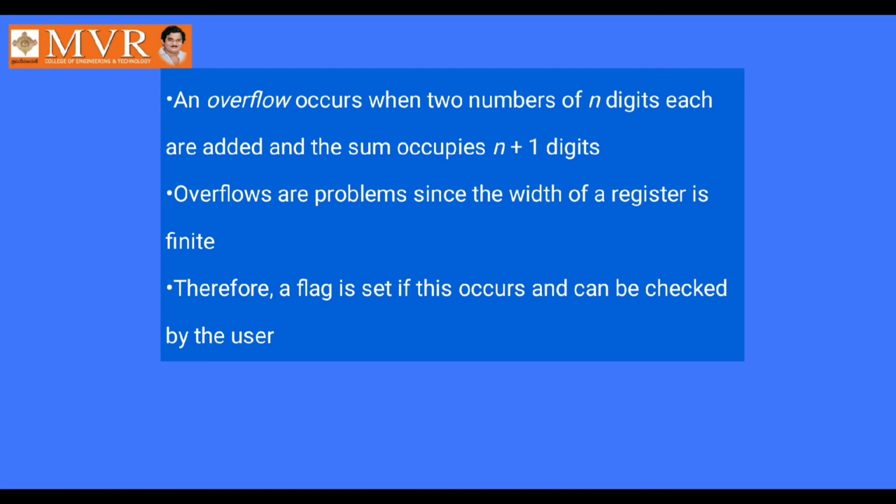So this carry. In the concept of addition, we will get a carry. But in the technical term, in digital computer knowledge, this carry is termed an overflow. So here, an overflow occurs when two numbers of n digits each are added and the sum occupies n plus 1 digits. Why do we need to discard this carry, sir? That carry will be used as a sign number.